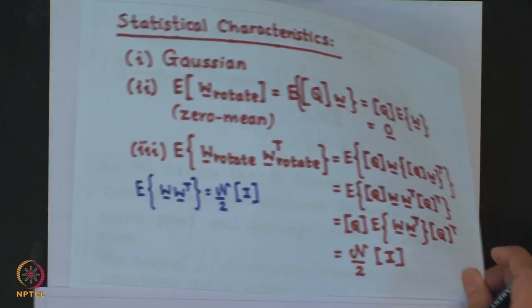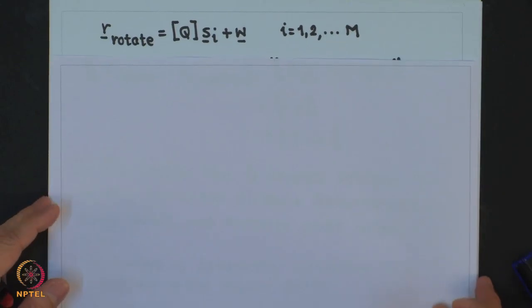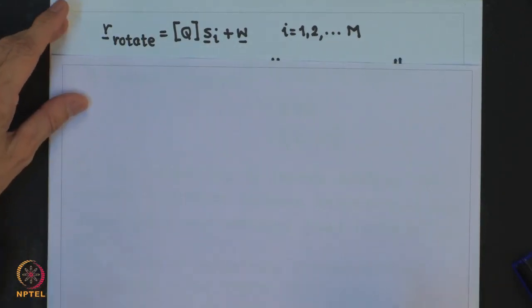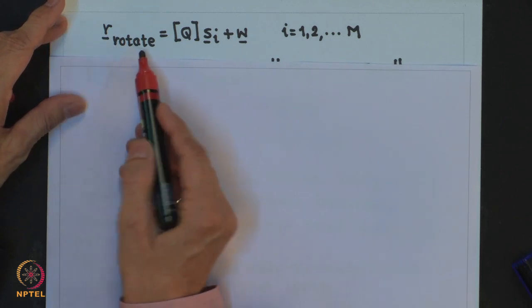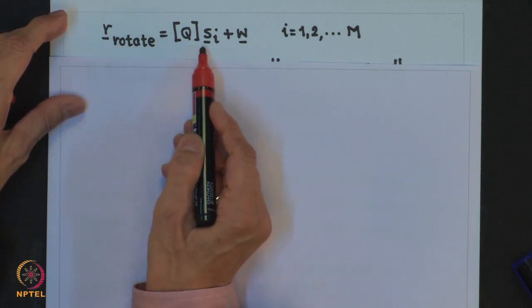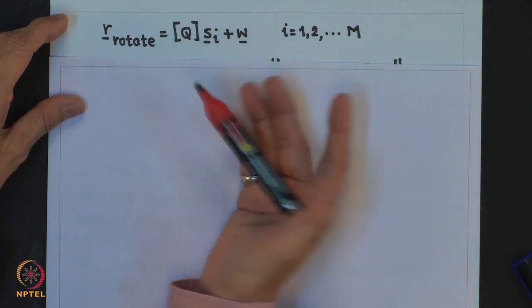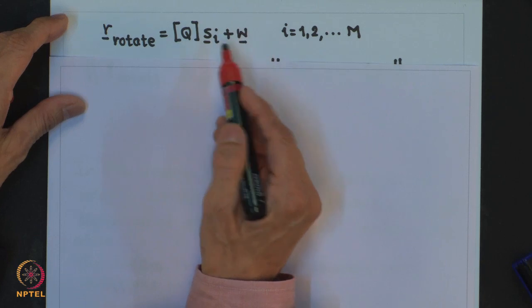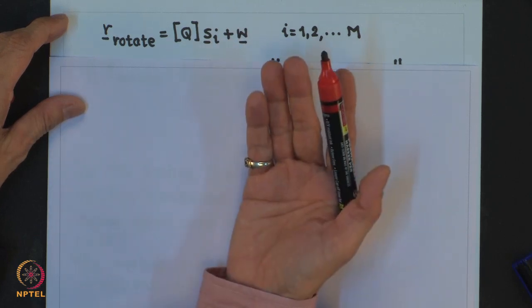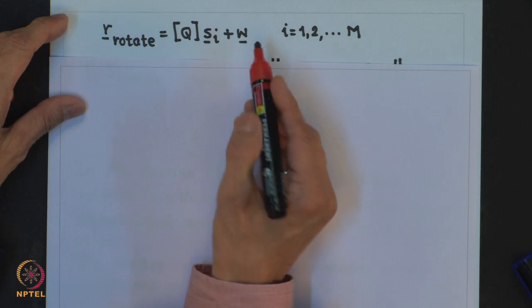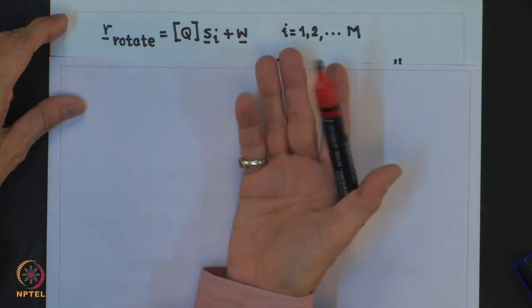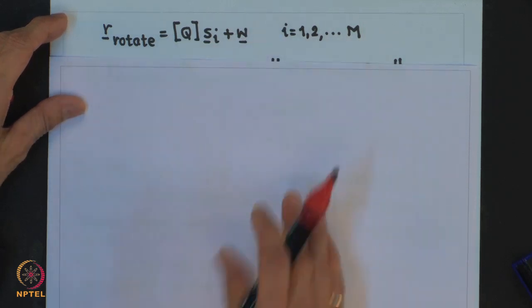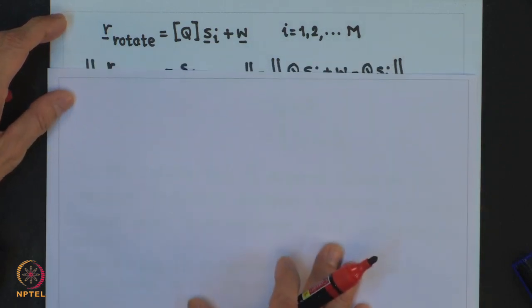Okay. So, in that case now let us try to evaluate R rotate, which is nothing but QSi plus this. Now, I will write this as W, some noise vector. We have just shown that this rotated noise vector statistical characteristic does not change. So, I have just used this noise vector with the same characteristic as the earlier one.